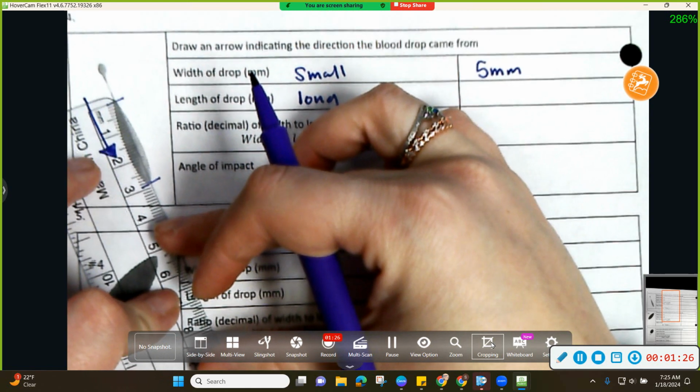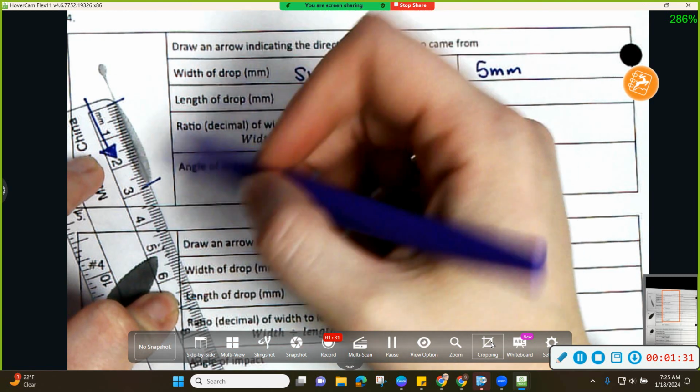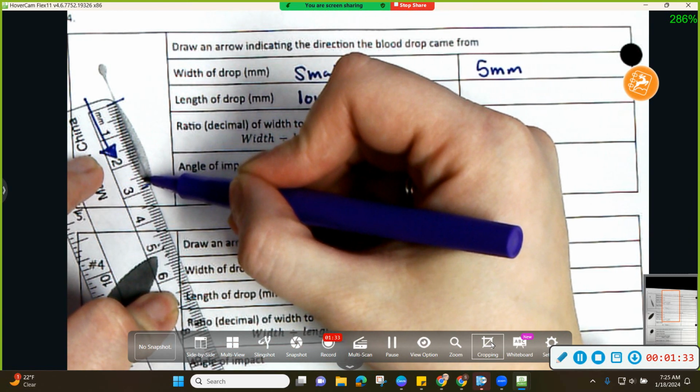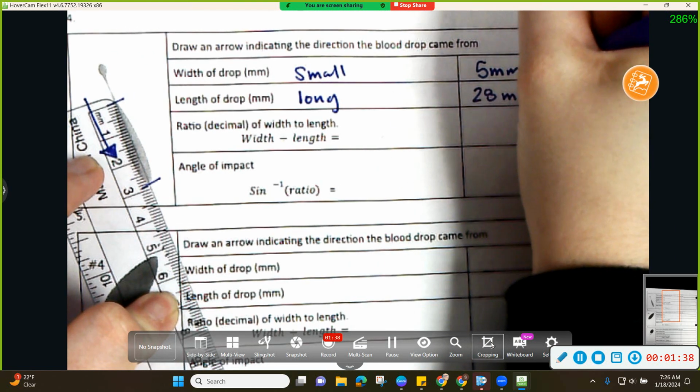And then for length, like I said, you do not include the tail, just the main blood drop. So we're going from the end of that main blood drop to the end of that main blood drop, and we are at 28 millimeters.